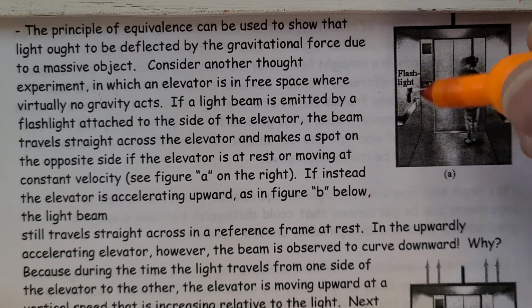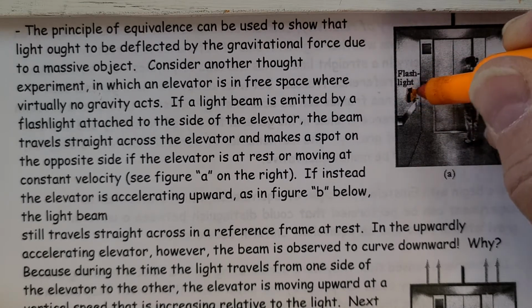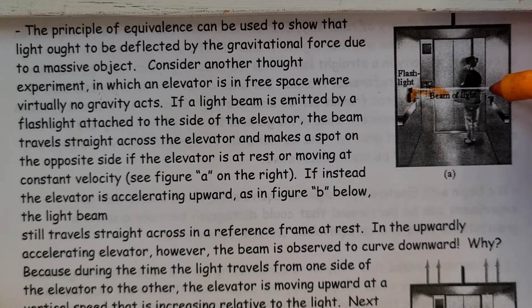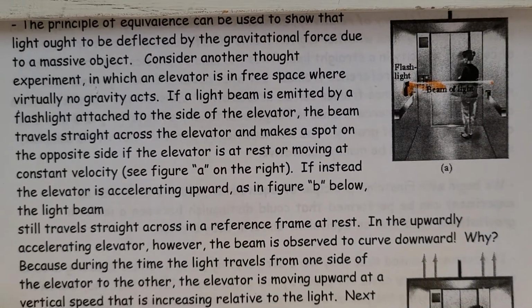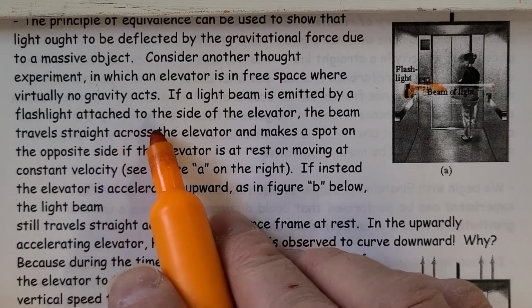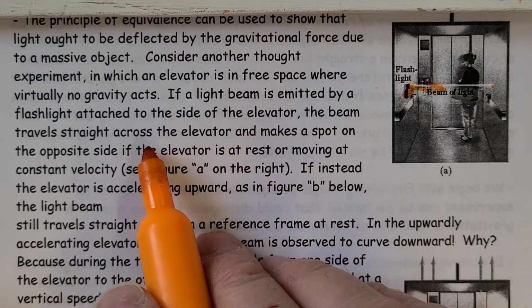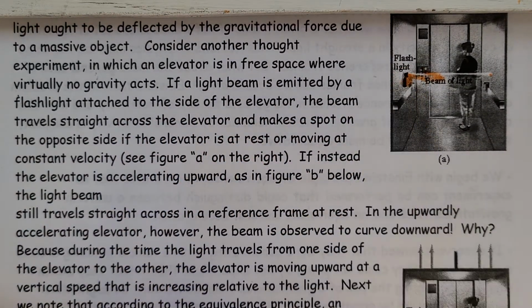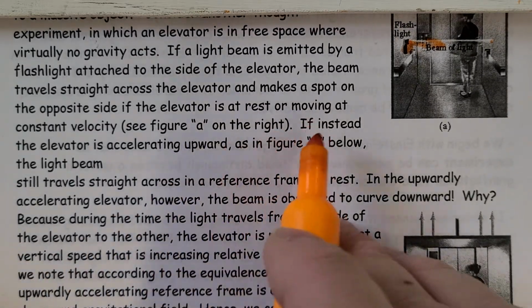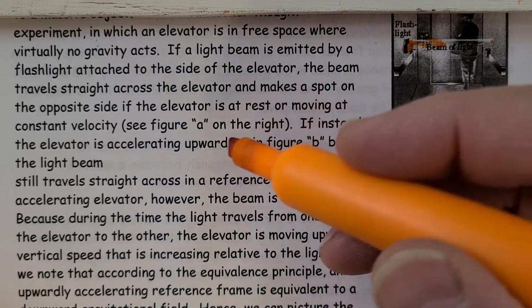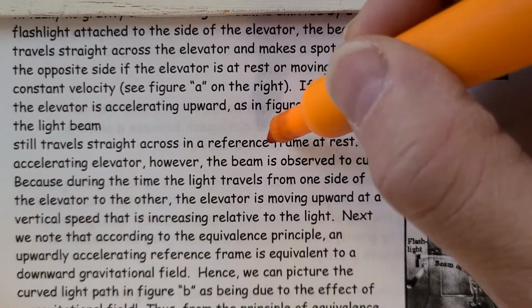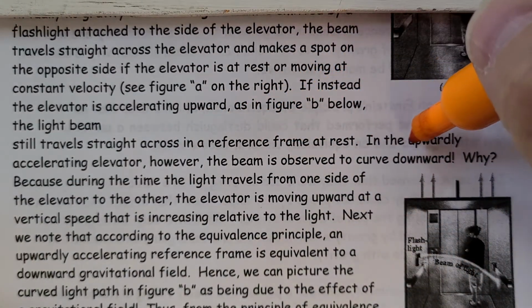acts. If I had a light beam, so it starts over here and we're just shining it across the wall, of course it would hit the wall on the opposite side if it was a laser beam. If the light beam is emitted by a flashlight attached to the side of the elevator, the beam travels across the elevator and makes a spot. Makes sense, right? But if instead the elevator was accelerating upwards, such as seen below, the light beam still travels across in a reference frame at rest.